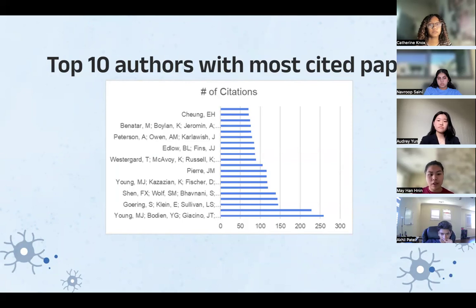This slide shows the top 10 authors with the most cited papers throughout the research. The most cited paper has 257 citations, and the average is 152.